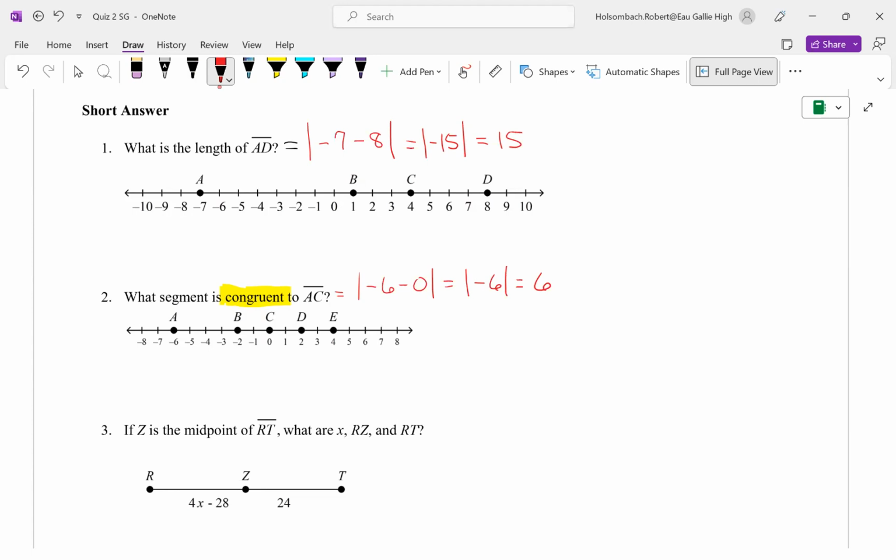So in this case, I'm looking at BC, it's only 2 units. B to D is 4 units. But look at B to E. All right, B to E is equal to the absolute value of -2 minus 4. And -2 minus 4 is -6. And the absolute value of -6 is equal to 6. So what segment is congruent to AC? That's segment BE.